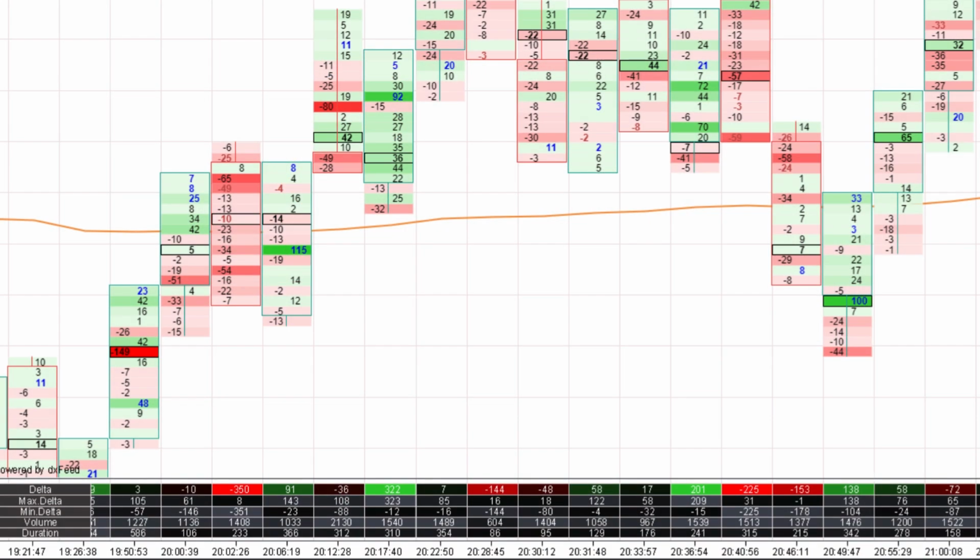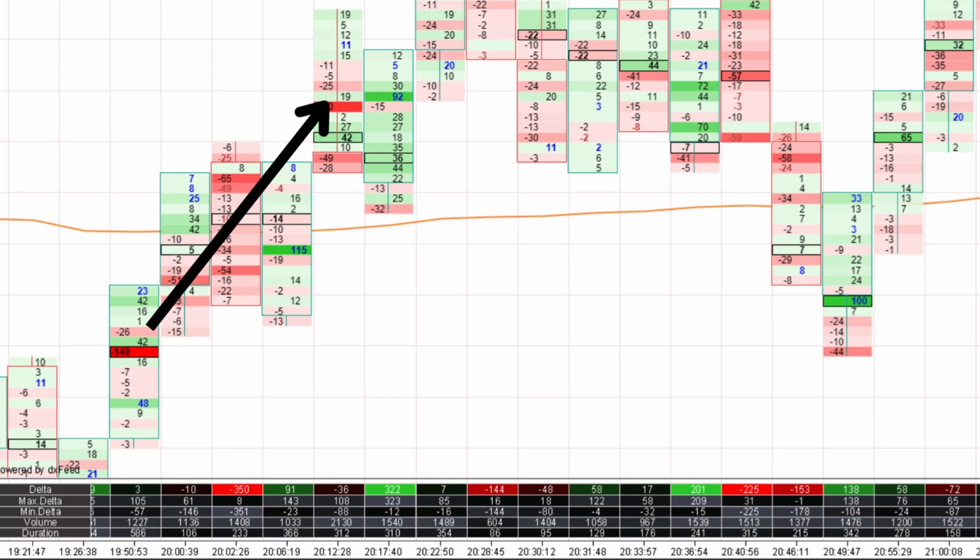We are now looking at a footprint chart displaying only the delta. So how can this help us? Well, one way is to look for high delta nodes and then look for price to retest them. Now don't go blindly putting limit orders in at high delta nodes and just hoping that a trade will work in your favor. Look at the bigger picture.